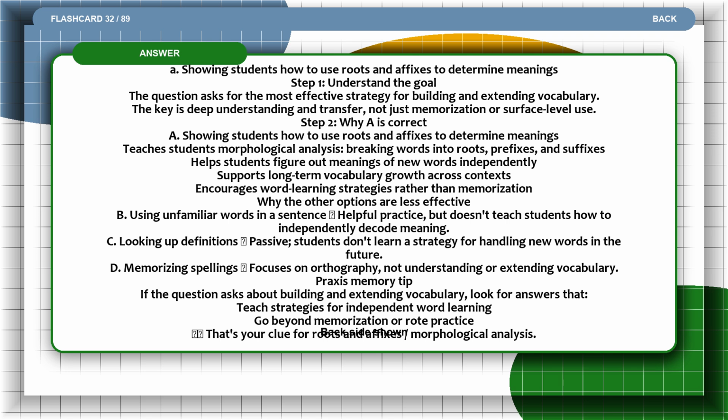Why the other options are less effective. B. Using unfamiliar words in a sentence. Right arrow helpful practice, but doesn't teach students how to independently decode meaning. C. Looking up definitions. Right arrow passive. Students don't learn a strategy for handling new words in the future. D. Memorizing spellings. Right arrow focuses on orthography, not understanding or extending vocabulary.